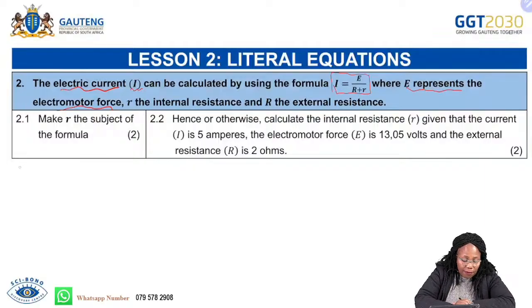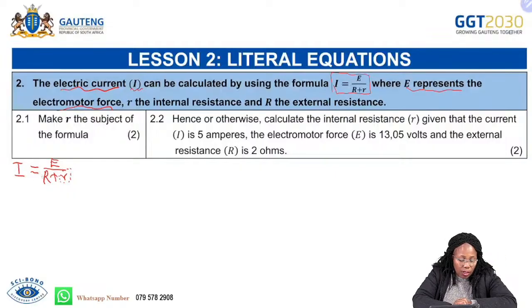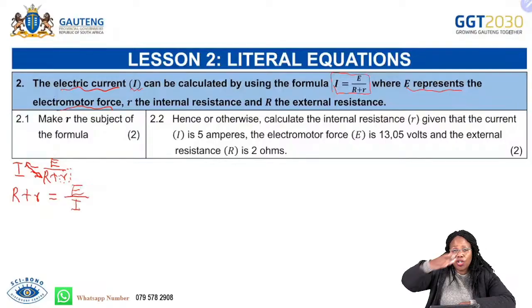Therefore, we are given the formula I is equal to capital E over capital R plus small r. So we need to make this r the subject of the formula, grade 12. That means to be the subject of the formula, it must be the one in charge. So now what we are going to do is cross multiply this R to that point. So when we cross this, it will be R plus small r, and then on the right-hand side, we'll be having capital E over I. So they are just changing positions.